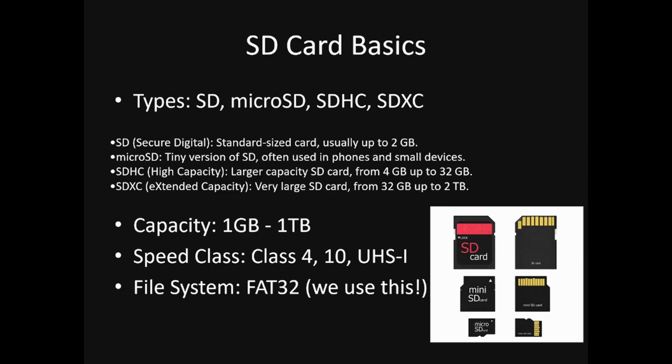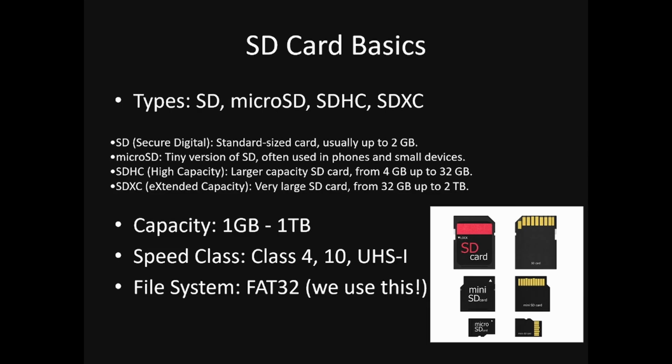Different capacities are available, different types like micro SD, a tiny version of SD card. Then you have SDHC, for high capacity. It provides storage from 4 GB to 32 GB. Then we also have SDXC, called extended capacity, where you have larger storage like 32 GB to 2 TB, right? And speed also has different variations like class 4, class 10, ultra high speed, and so on.